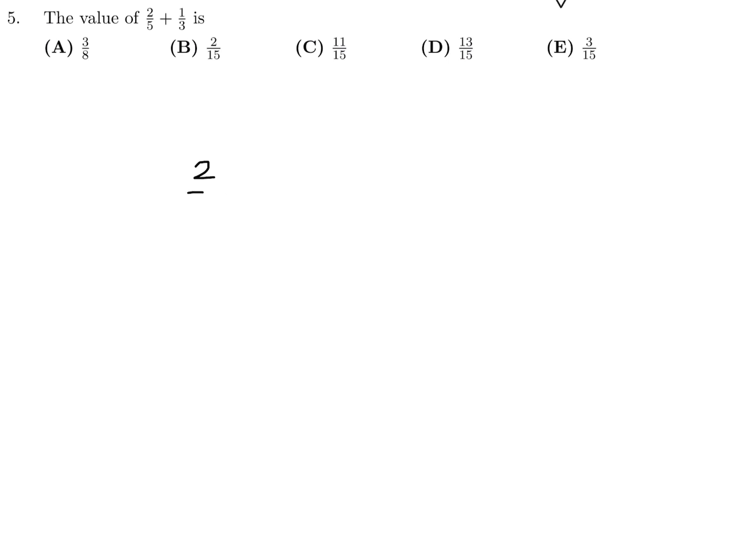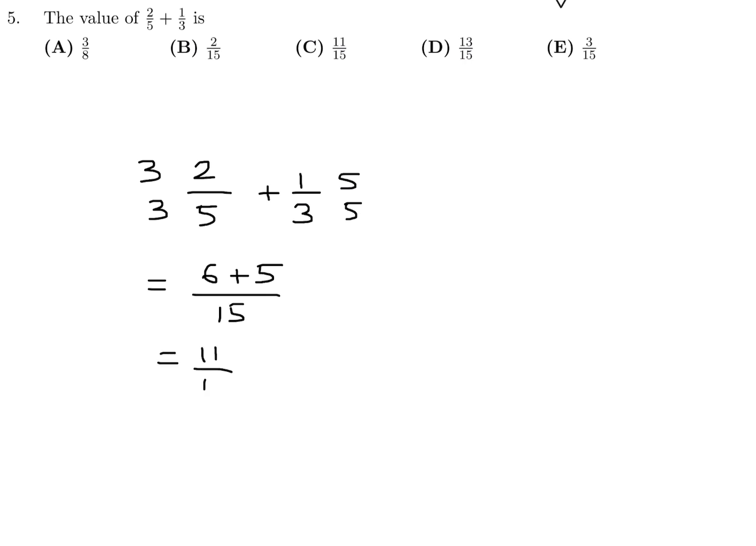The value of 2 over 5 plus 1 over 3. Get a common denominator, top and bottom by 5 on that side, top and bottom by 3 on that side. That'll give me 6 plus 5 over 15, and that is equal to 11 over 15. So number 5, the answer is C.